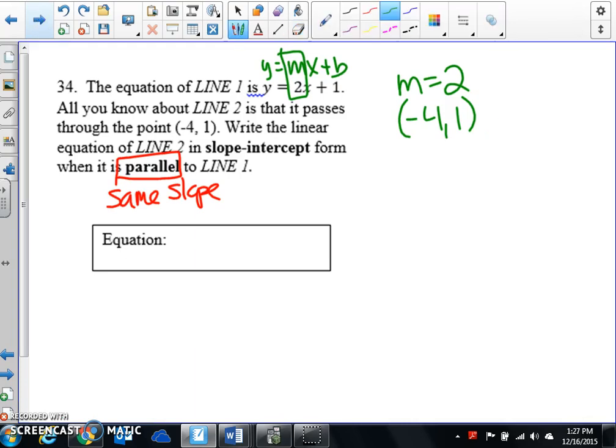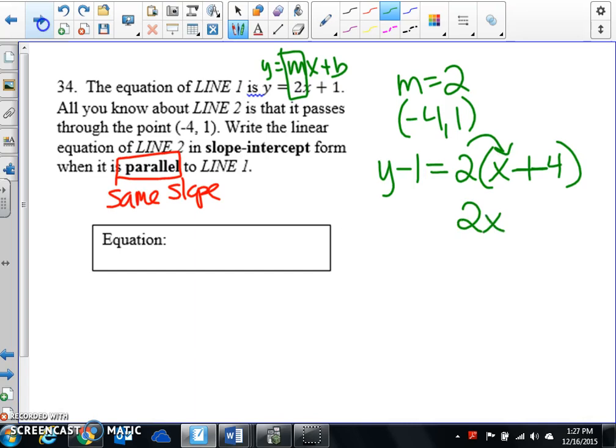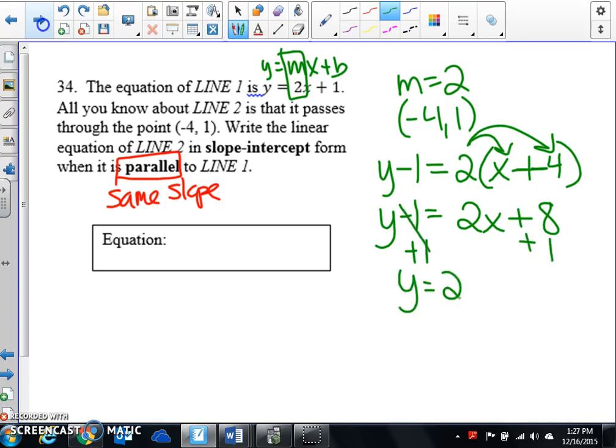I have a point, I have slope, so I'm going to do point slope. Y minus 1 equals 2 times x minus a negative 4. This is positive. And now I distribute. 2 times x is 2x. 2 times 4 is a positive 8. And I add 1. Y equals 2x plus 9.